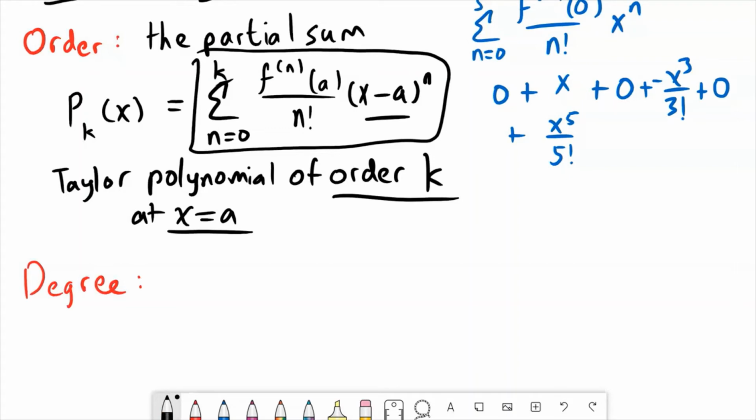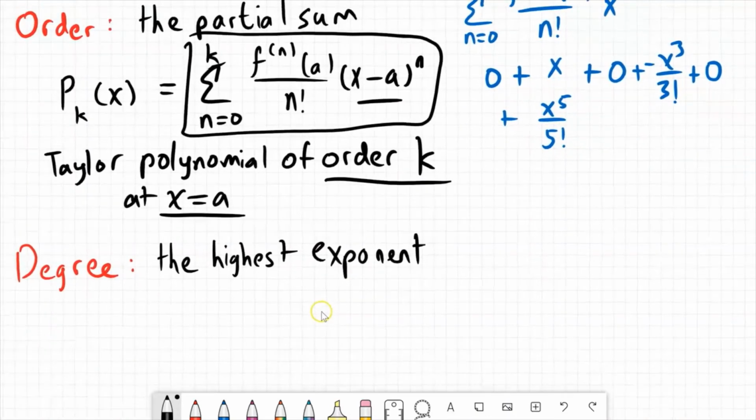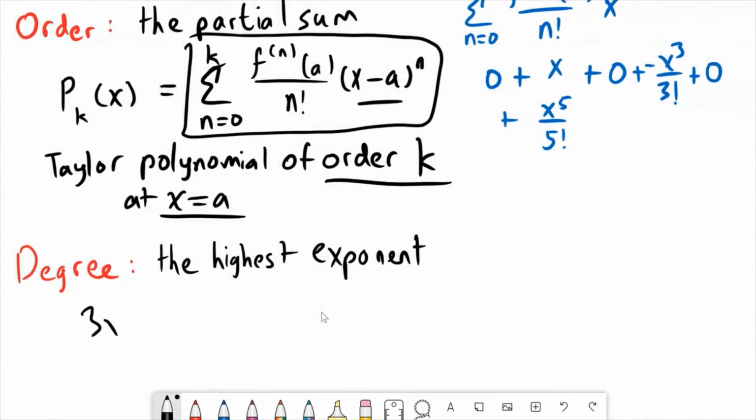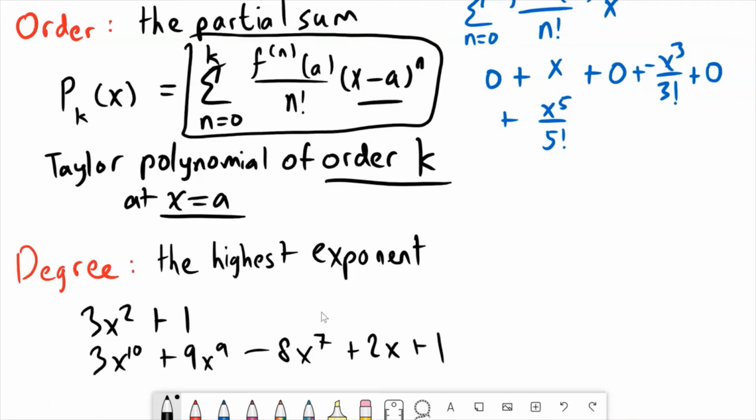But this is the highest exponent, the highest exponent there can possibly be, right? So if we're talking about polynomials, this is a second degree polynomial. This is a 10th degree polynomial. No matter how many terms I put, this is always going to be a 10th degree polynomial.